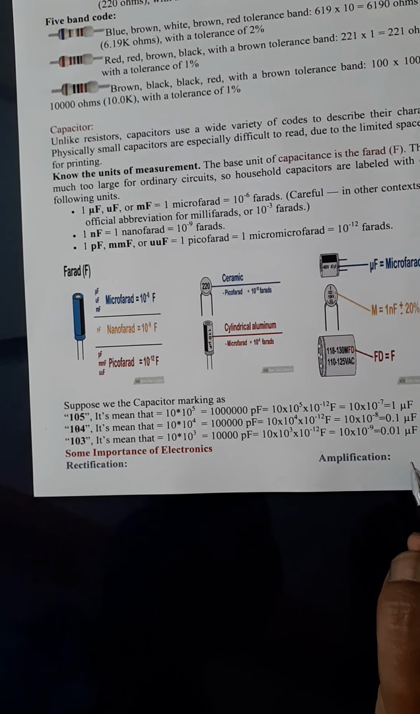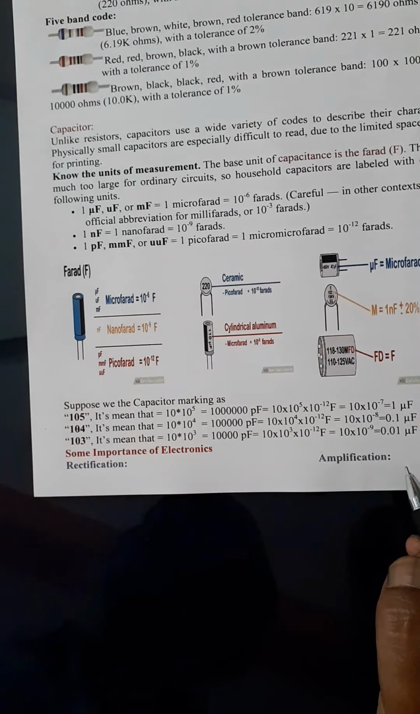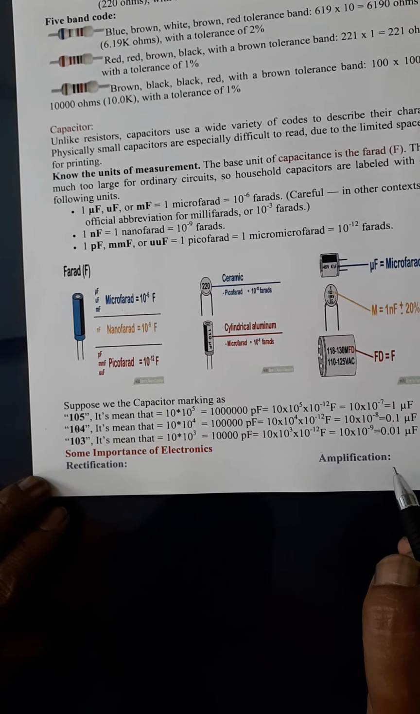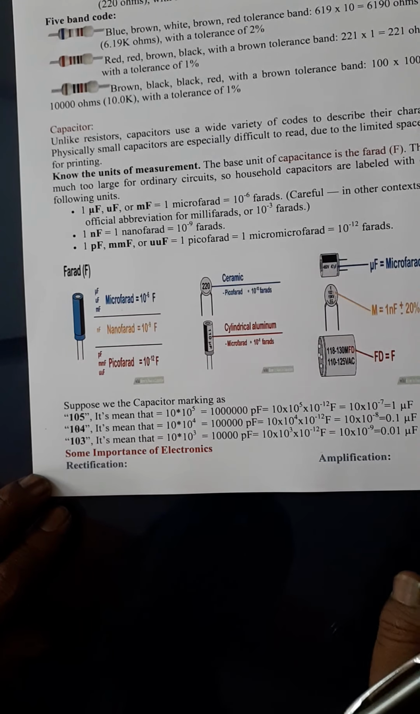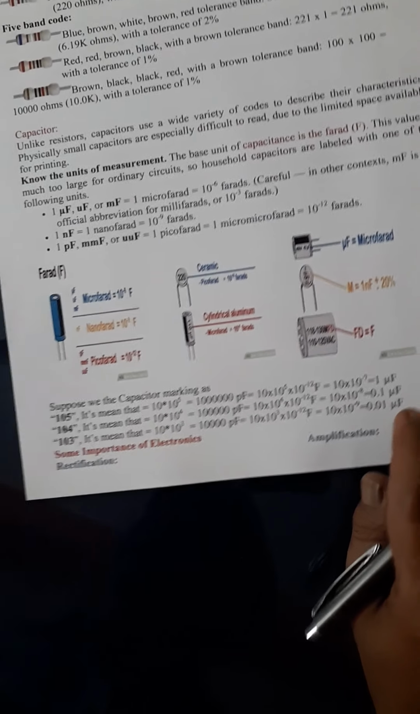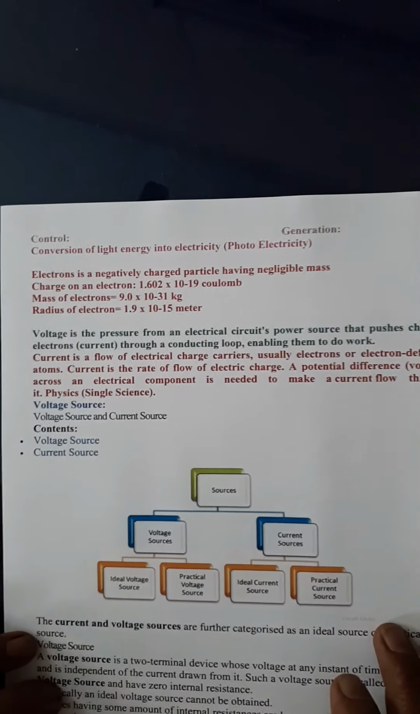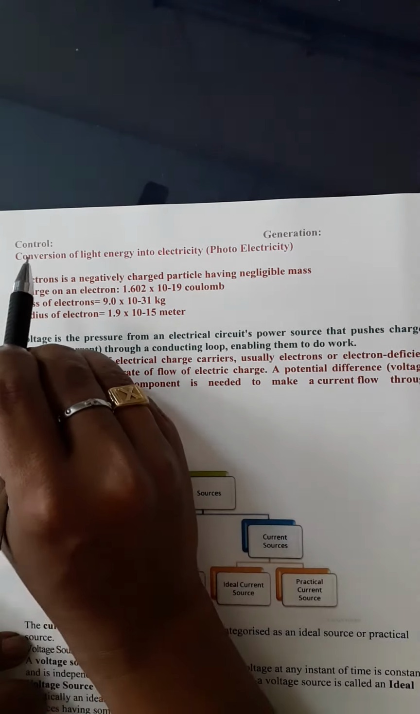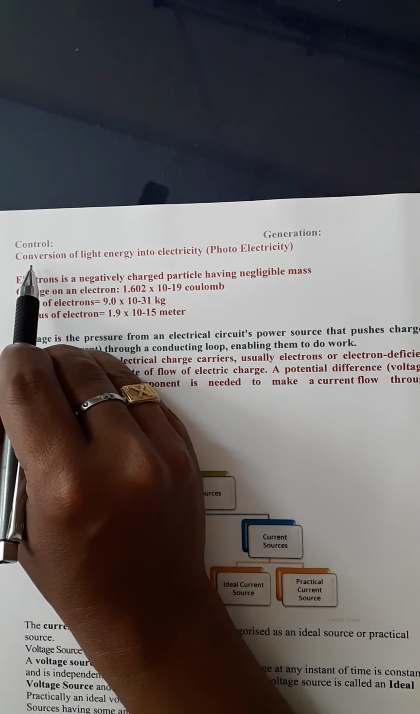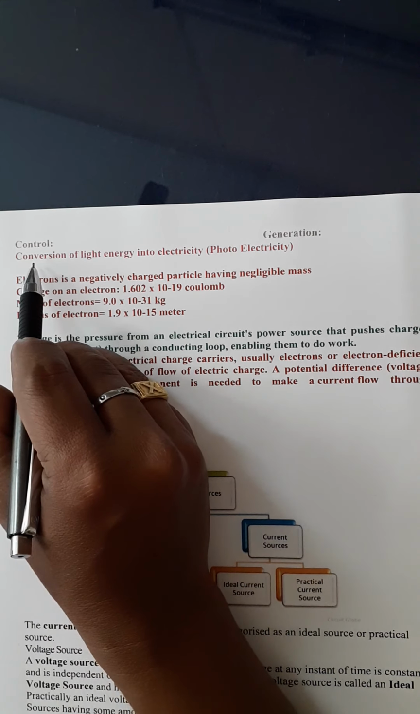Rectification, to convert AC to DC, we have to use diodes, a group of diodes, a circuit of diodes. Amplification, a circuit with a transistor. Now go for the next one. Control: wide application in automatic control, in controlling the devices. Then the generation.